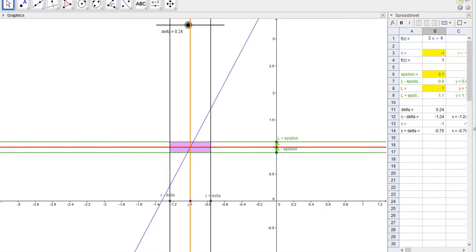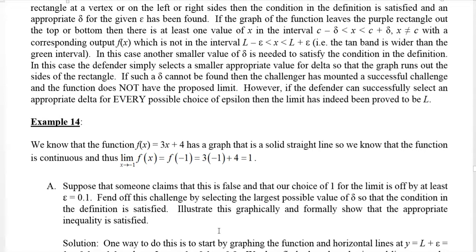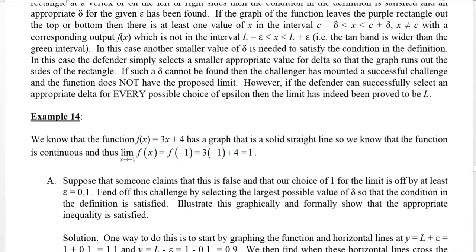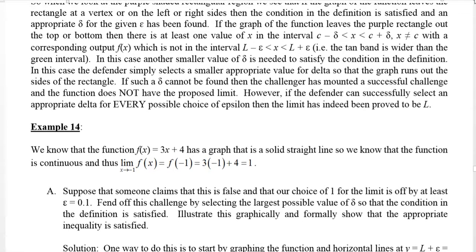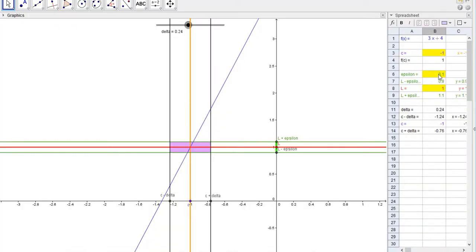Okay, let's look back now. Suppose someone now claims that our choice of limit is actually false. And they claim, okay, we're off by at least 0.1. I've given us an epsilon value, so what we do is go over here. Actually, that's the one I have here, 0.1. How can we show that their claim is false? How do we defend against their challenge?